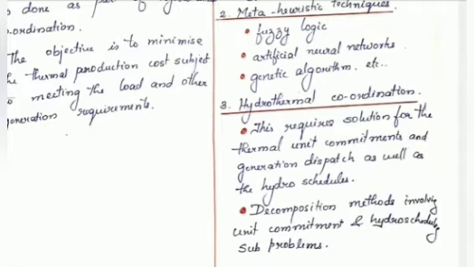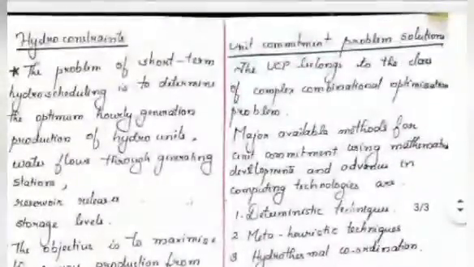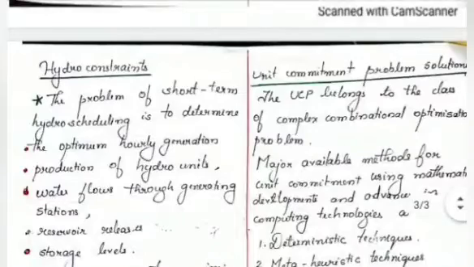The third solution of the unit commitment problem is hydrothermal coordination, which I just pointed out in the previous hydro constraints. Hydrothermal coordination requires a solution for the thermal unit commitment, as well as a schedule for the hydro power plants, the hydro units. The main method used is the decomposition method, which involves the unit commitment and hydro scheduling sub-problems. So these are the different methods used for solving the unit commitment problem. Hope you understood. Thank you very much for listening.